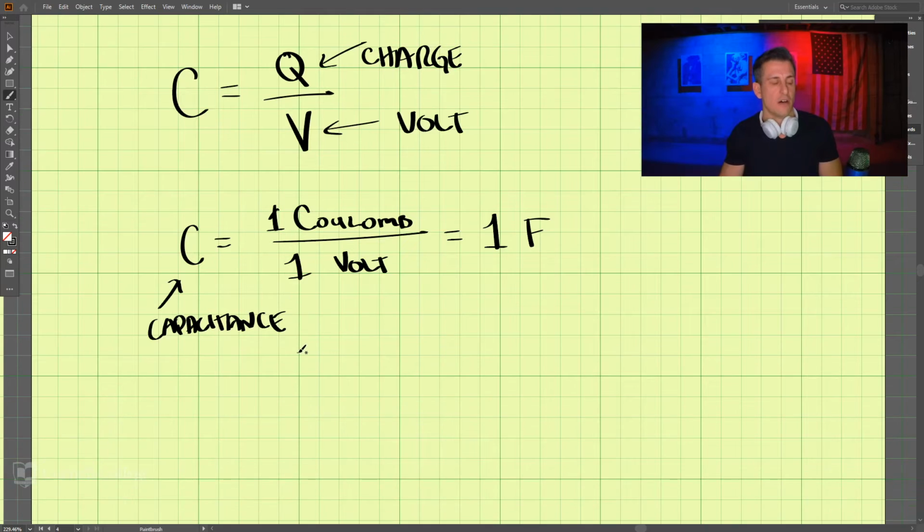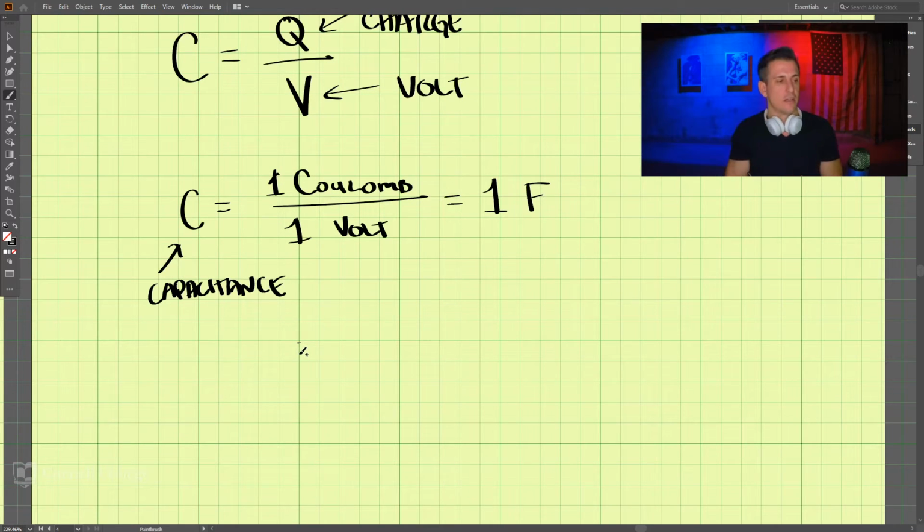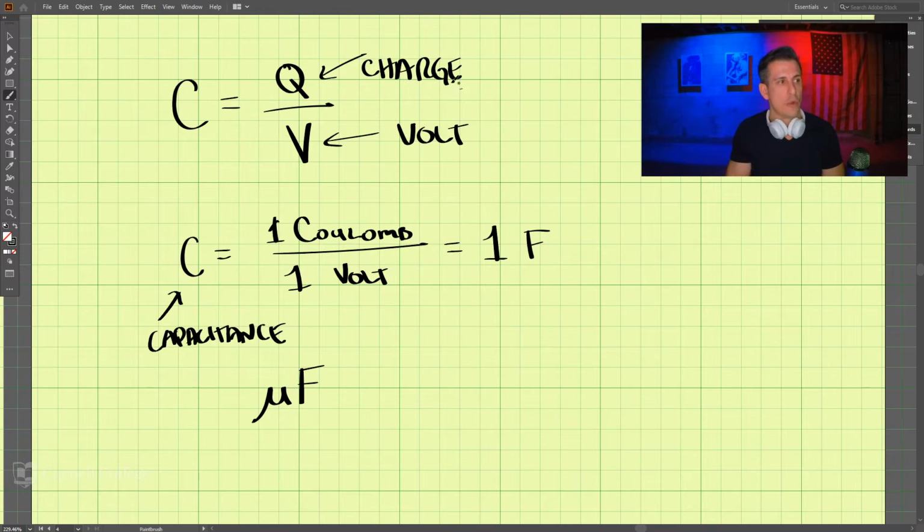Now, a lot of our capacitors will be in microfarads. Microfarads is a common capacitor size. Right? So a lot of times we'll measure things in microfarads. Okay, so that is what is a farad and how we can get the capacitance from the amount of charge and the voltage across that capacitor.